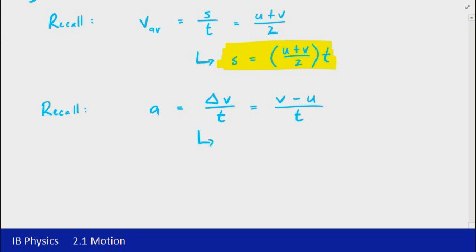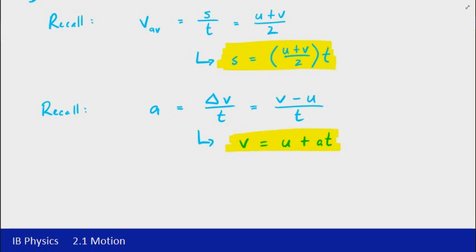If we rearrange that, we get another equation of motion. So if we multiply by t and then add u, we'll end up with v is equal to u plus at. And again, that's another one that's in the data booklet.